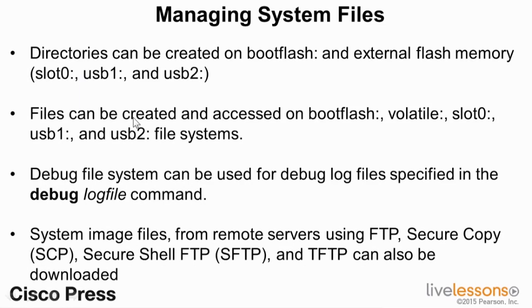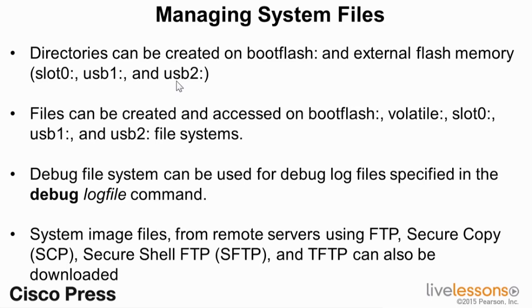When we look at managing file systems, we have different media and access methods on how to get images to and from the devices. We have external flash memory, like slot 0, as I showed in the prior lesson, USB, different types of directories of file systems that can be created in addition to boot flash. Files can be created and accessed via the boot flash.